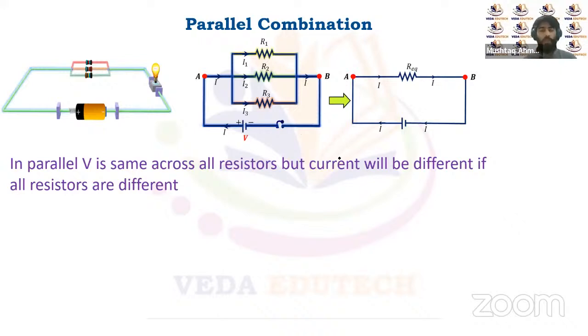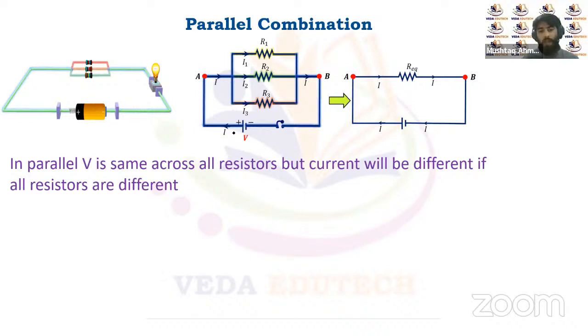The next concept is about the parallel combination of resistors. In the same way that we solved the series combination of resistors, we'll be solving the parallel combination of resistors. You can see here we have three resistors, R1, R2, R3. They are connected in this fashion, directly to the battery, with the potential difference of V supplied by the battery.